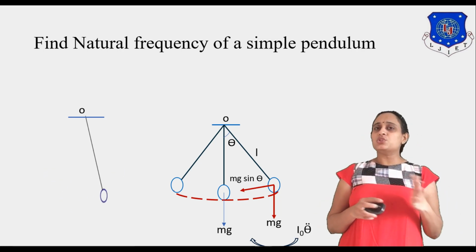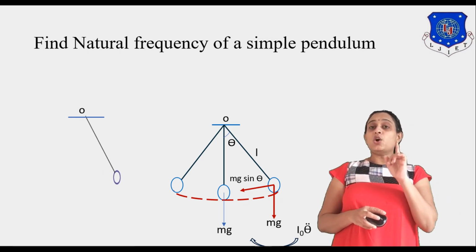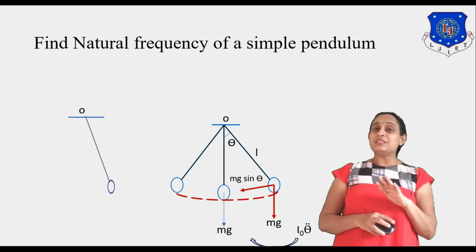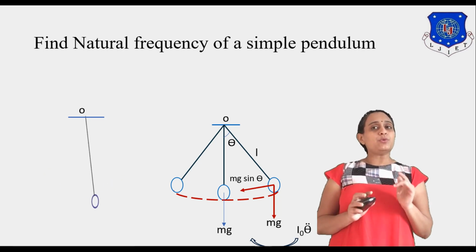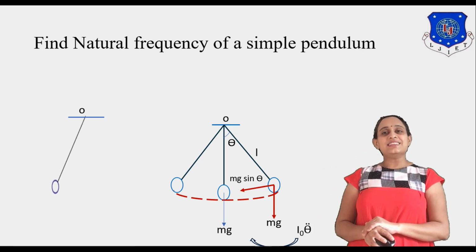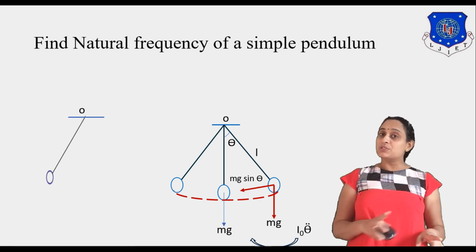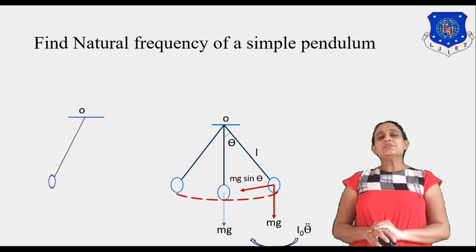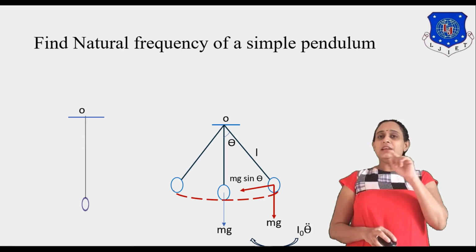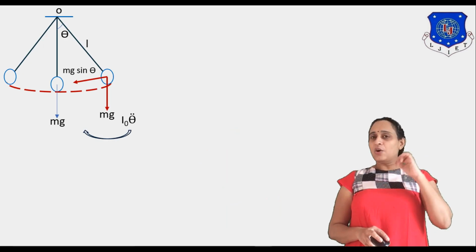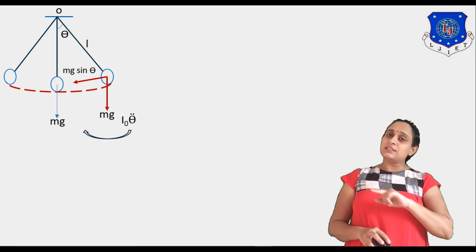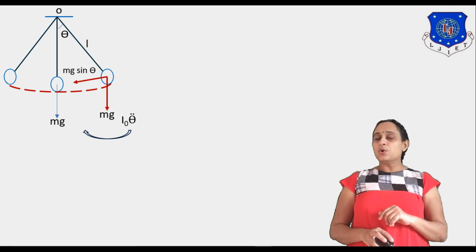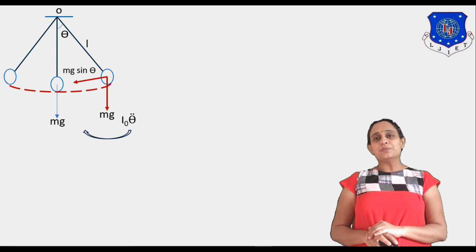Whichever way the motion is, it will give us the opposite direction force, which means mg sin theta opposite with respect to the motion. The moment of inertia effect is also in the opposite direction, which is I0 theta double dot. Now this is our diagram. We have mg sin theta, the downward force mg, and the inertia effect I0 theta double dot. Now let us take moment about O.